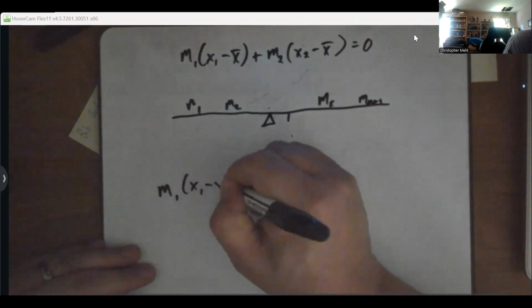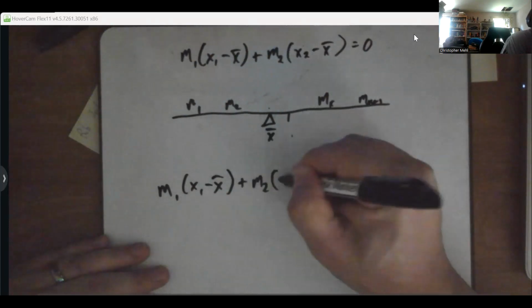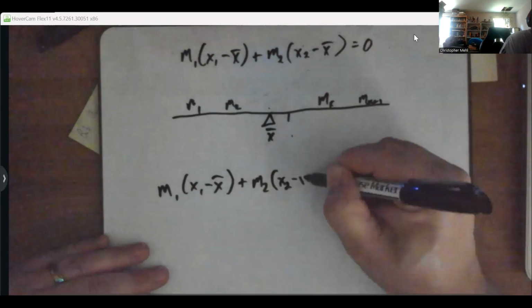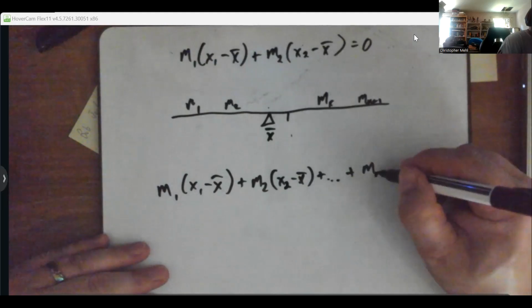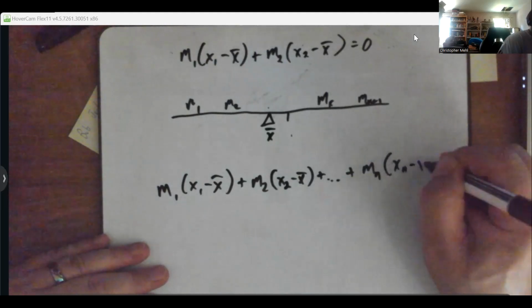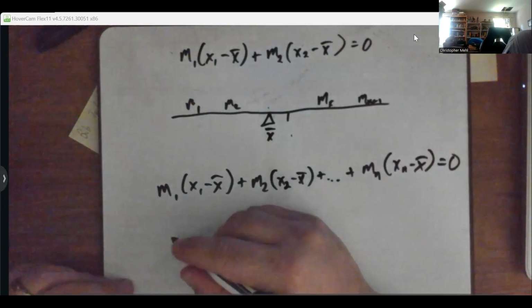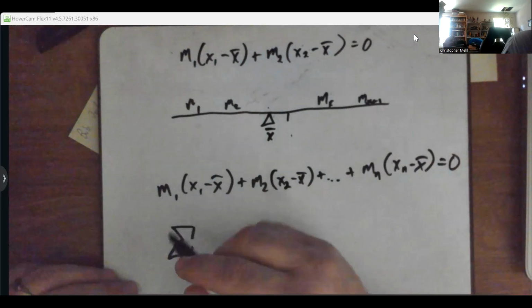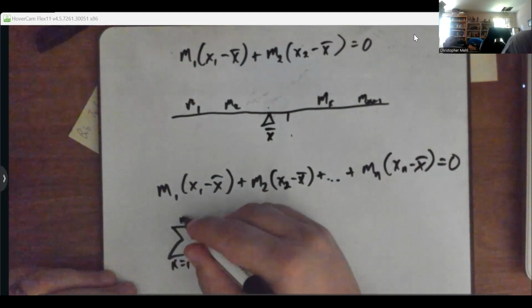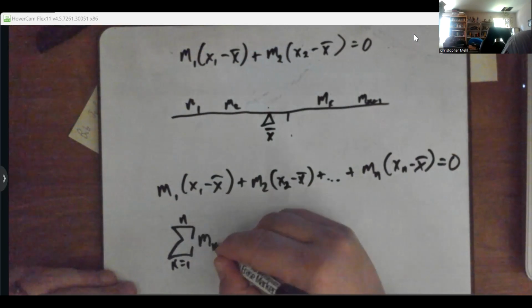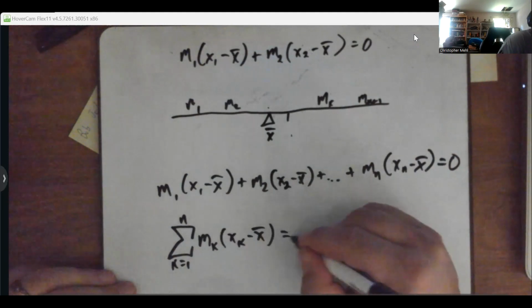So if that's the case, it's the same idea. M1 times (x1 minus x bar), plus M2 times (x2 minus x bar), plus dot dot dot. If I have n masses, the sum of these quantities must be zero. And so the balance condition, the equilibrium condition, works out to be the sum from k equals 1 to n of m k times (x k minus x bar) has to equal zero.